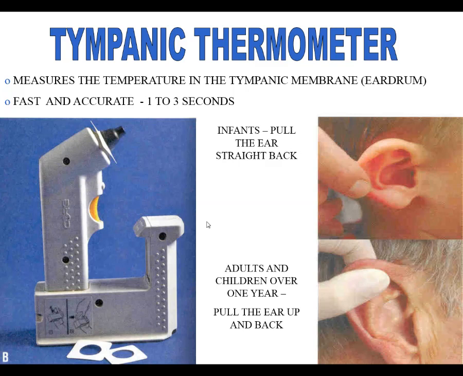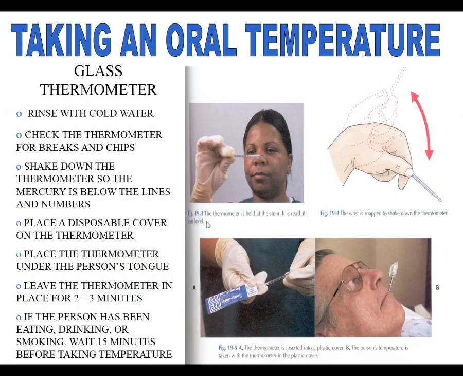Tympanic thermometers, these are the ones you guys probably see at the doctor's office. They have a disposable cover over them, and it usually takes a couple seconds for it to read. You want to always lift the ear up and away from the head before putting the tympanic thermometer in for an adult or a child. And then on an infant, we're going to pull back on the middle of the ear just because of how their ears are. Like I said, it reads in about one or 2 seconds.